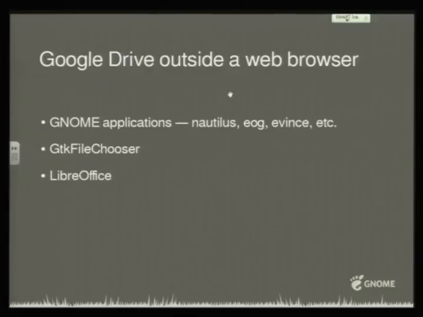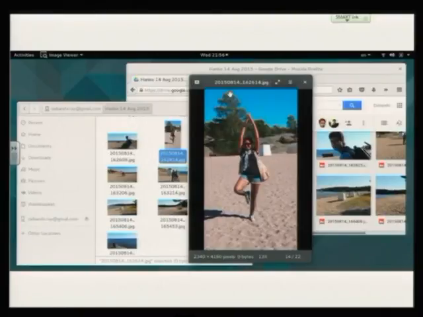LibreOffice also is supposed to work, as in it should be able to open a file, say an ODT or an OOXML file on Google Drive, save to it, and so on. So this is a screenshot. It's my own Google Drive account, and you have Eye of GNOME. And you can see that it's the same picture which is opened in the browser and also in the file manager. So Nautilus, Eye of GNOME, and the browser. So it kind of works.